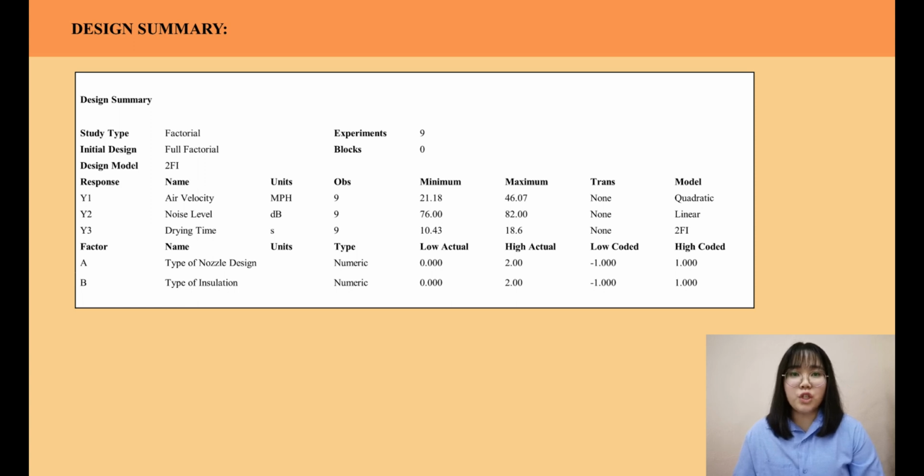As for factor A, which indicates the type of nozzle design, the factor is set at 3 levels, in which the low actual is 0, indicating the chrome nozzle, while the high actual is 2, indicating the diffuser nozzle. While for factor B, which indicates the type of insulation, the factor is also set at 3 levels, in which the low actual is 0, indicating the egg carton, while the high actual is 2, indicating the pyramid foam.